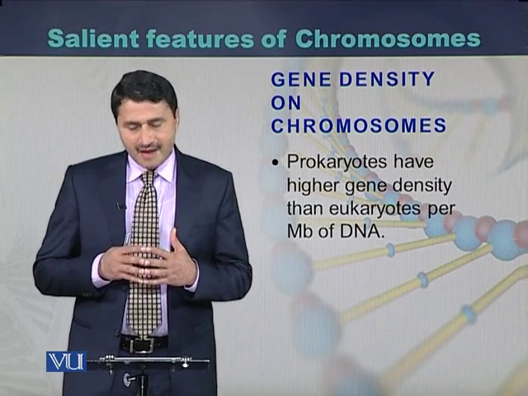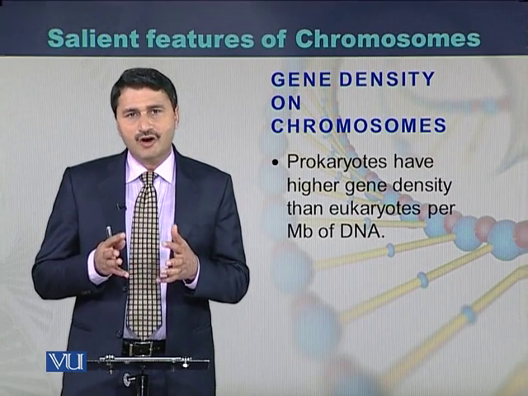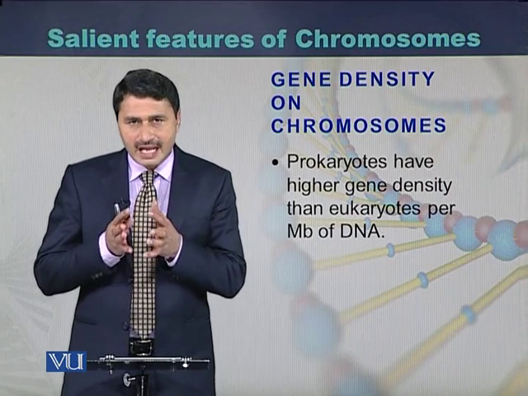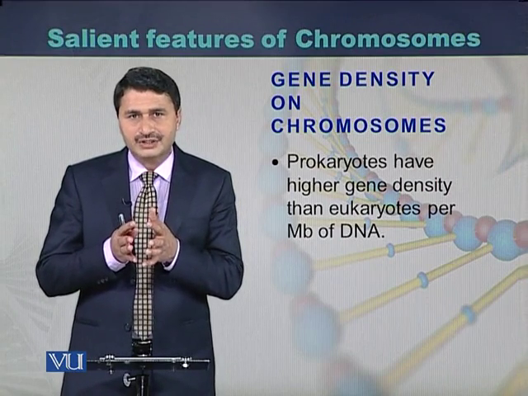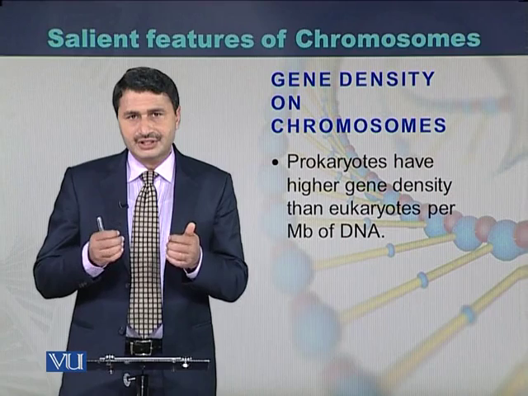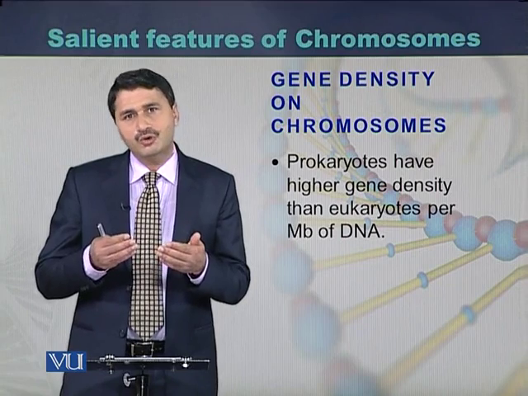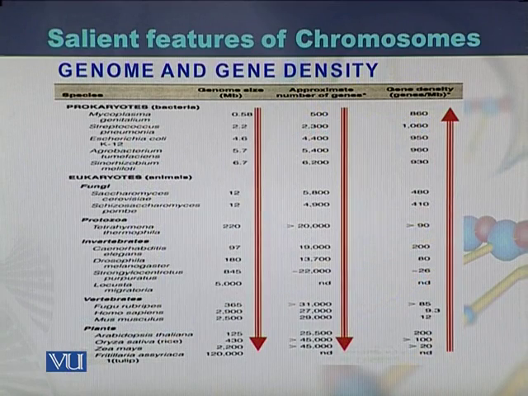Prokaryotes have higher gene density as compared to eukaryotes. In the case of prokaryotes, they have high gene density. Genes are placed side by side, while in the case of eukaryotes, there is a distance between the genes and gene density is less as compared to prokaryotes. Here we can see that the size of the genome in prokaryotes is small, while the size of the genome in eukaryotes is large.